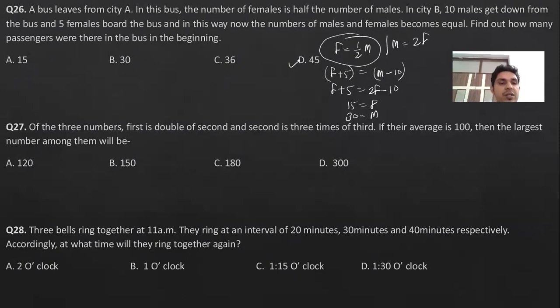Okay, coming to the next question. Out of three numbers, the first is double the second. Like we have three numbers given, we can consider the first is double the second, and the second is 3 times that of the third. So if the first one is x, then the second one is 3 times the third, and the first is double the second.